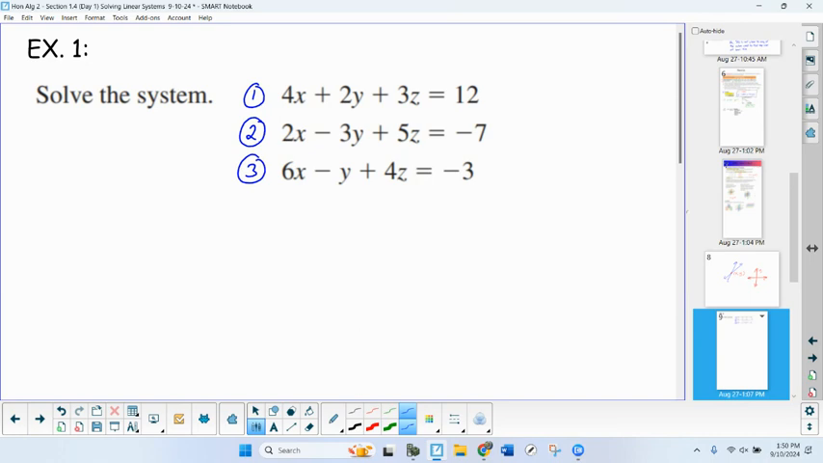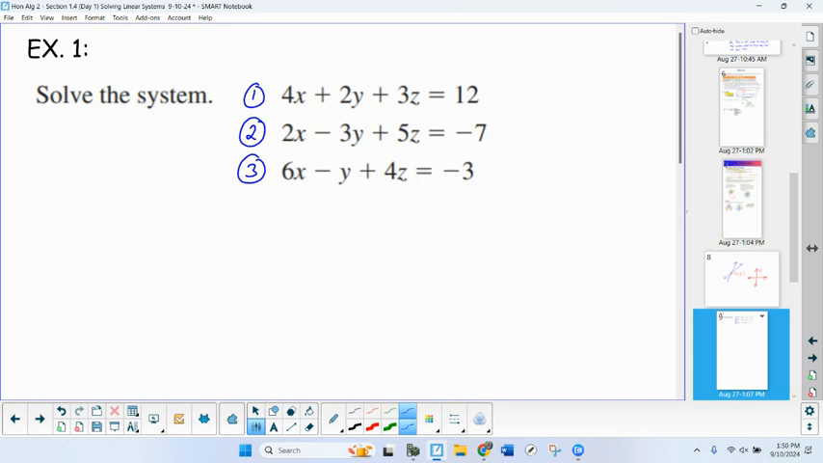Which variable do you guys think I'm going to pick for this one? Z, get it out of here. Nope, not z. Why do you think I'd pick y? They said y. So why do you think I like y? Oh, because one of the y's is by itself. There you go. Cool. One of the y's is all by itself. So that's why we want to pick y. You want to pick the letter that has one of them all by themselves.